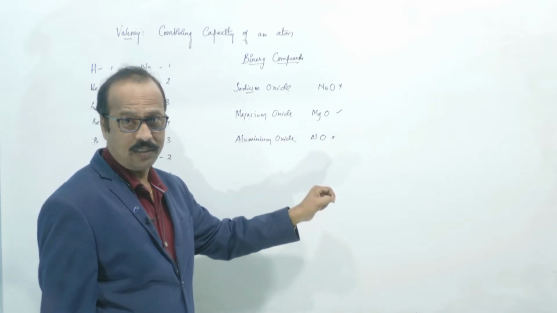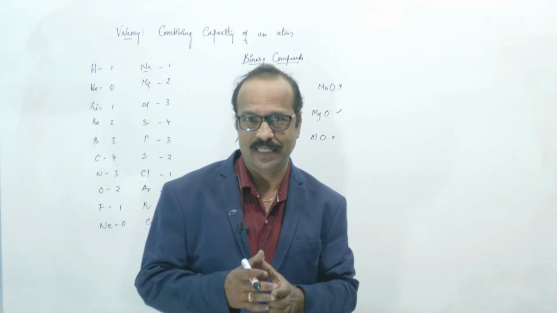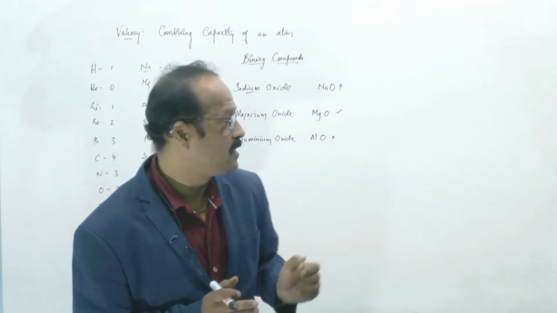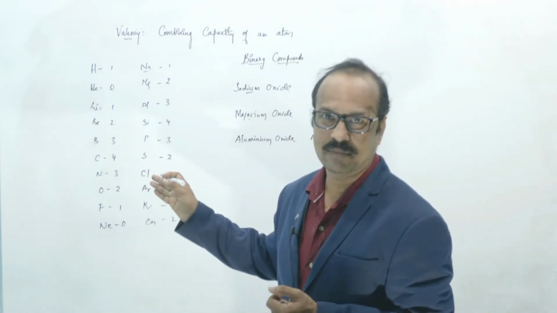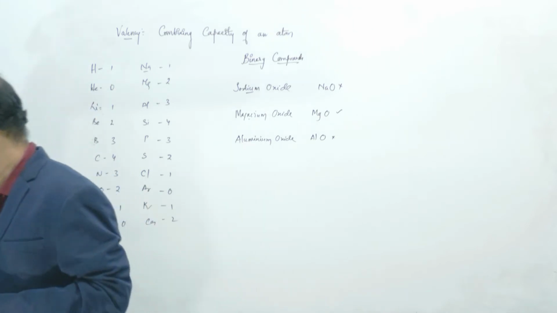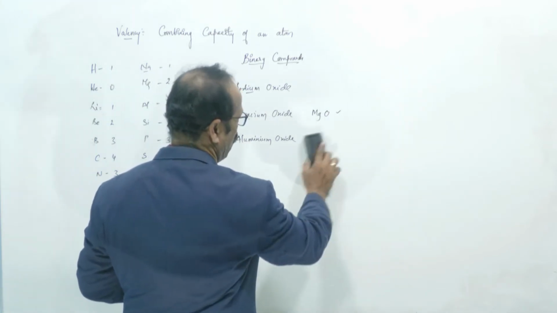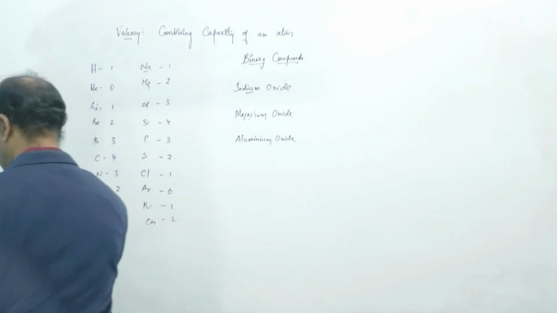Why? Because here we didn't follow the valency, the combining capacity. Combining capacity is different for different elements. Here we have seen. Yes or no? So that's why these formulas are wrong. This is wrong and this is wrong. This is the only one correct. Now let us see how to write the formulas.